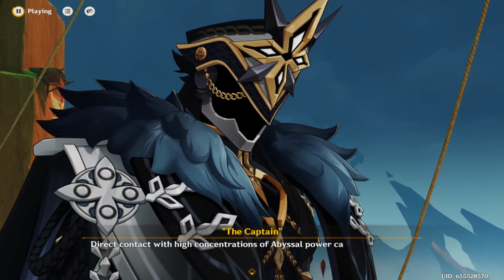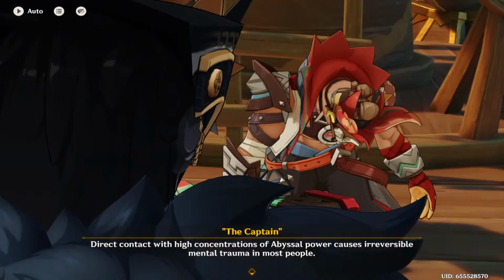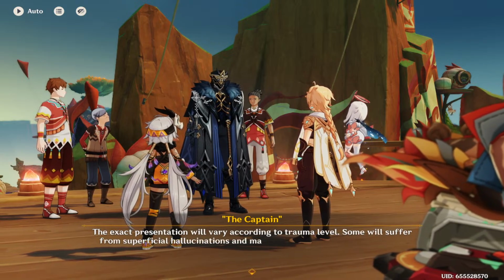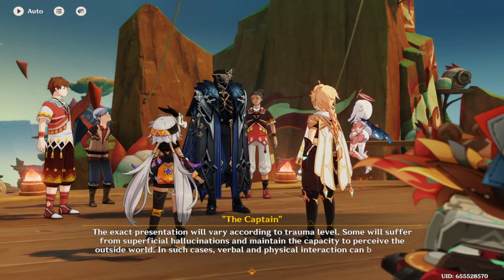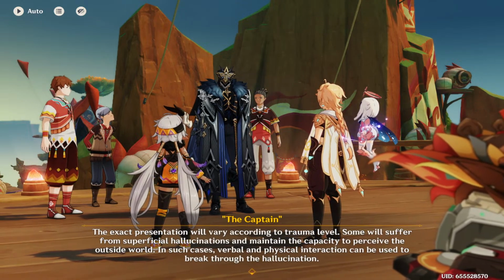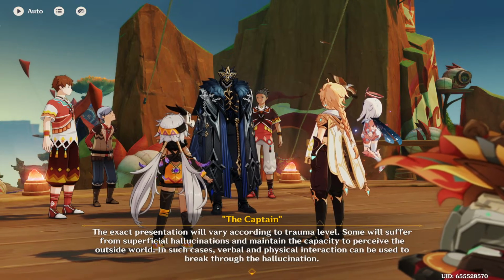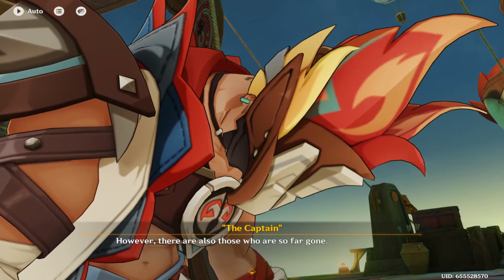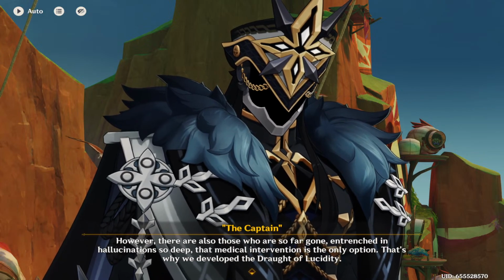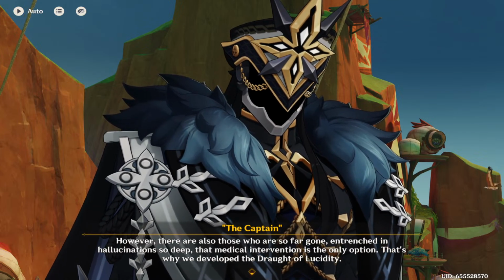Direct contact with high concentrations of abyssal power causes irreversible mental trauma in most people. The exact presentation will vary according to trauma level. Some will suffer from superficial hallucinations and maintain the capacity to perceive the outside world. In such cases, verbal and physical interaction can be used to break through the hallucination. However, there are also those who are so far gone, entrenched in hallucinations so deep, that medical intervention is the only option. That's why we developed the Draft of Lucidity.